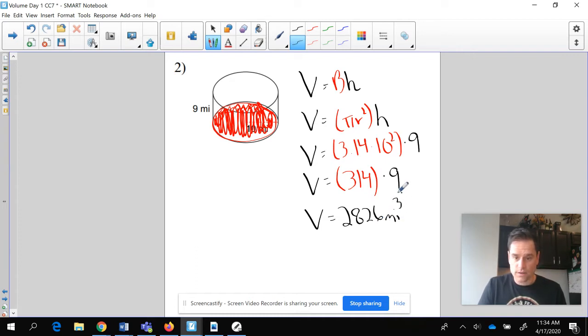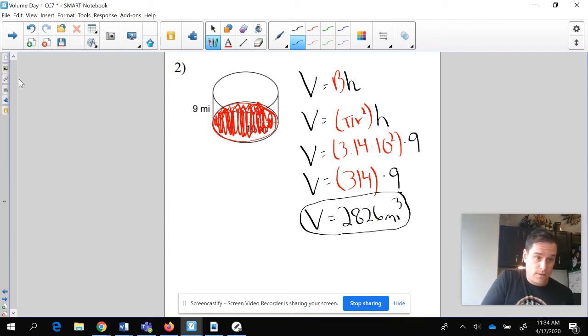If this was real life, if this was like miles, this thing would be the biggest structure in the world. It's a true story. This would be massive. This would be like the biggest thing ever if it was miles cubed. So that's how we solve that one. Let's go to the next one.